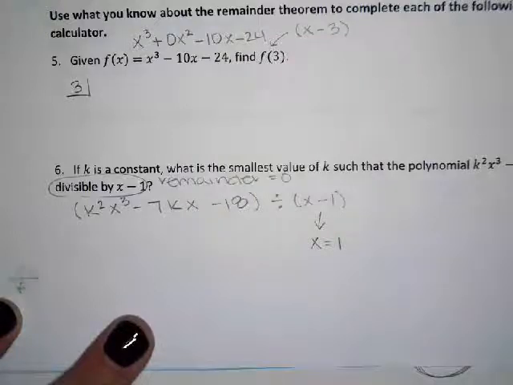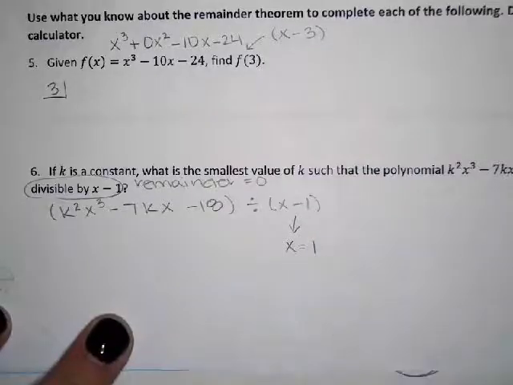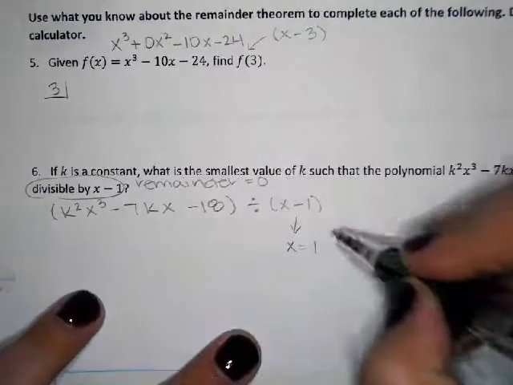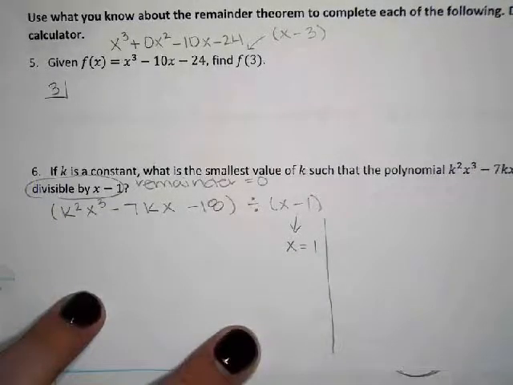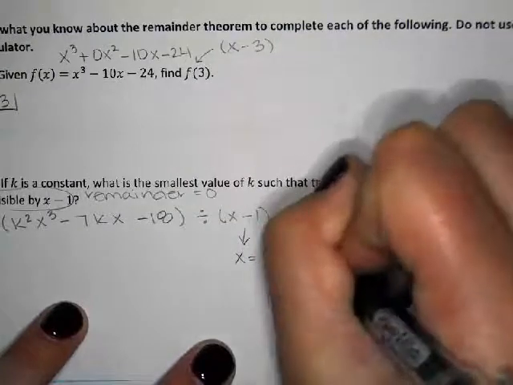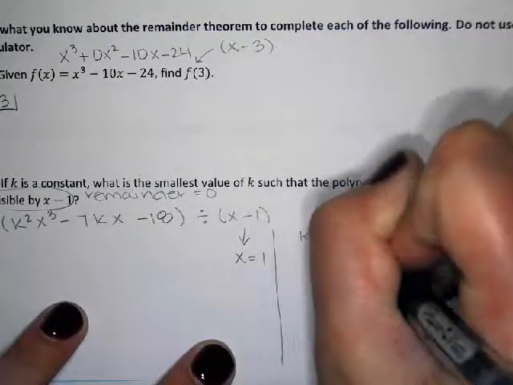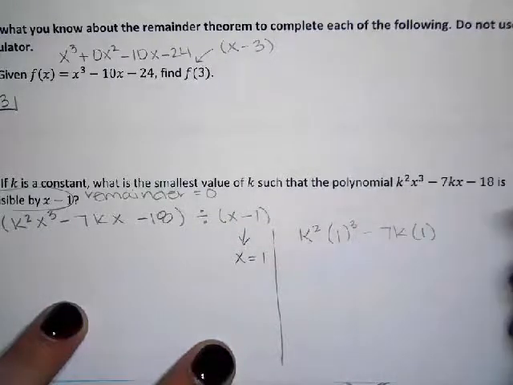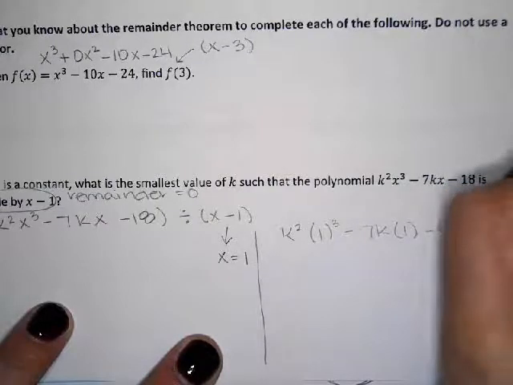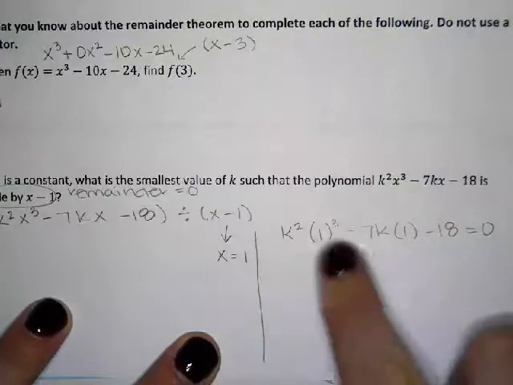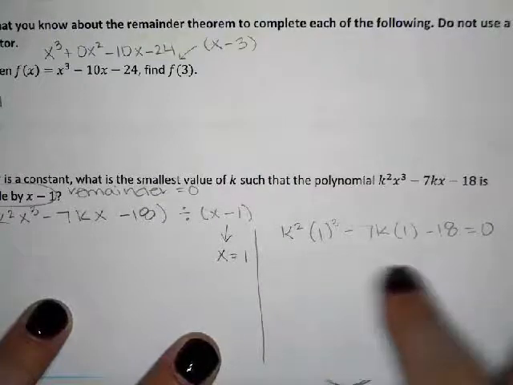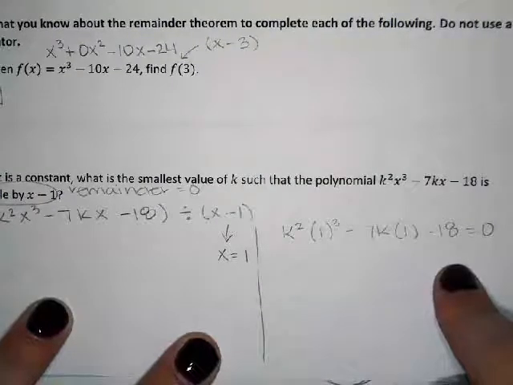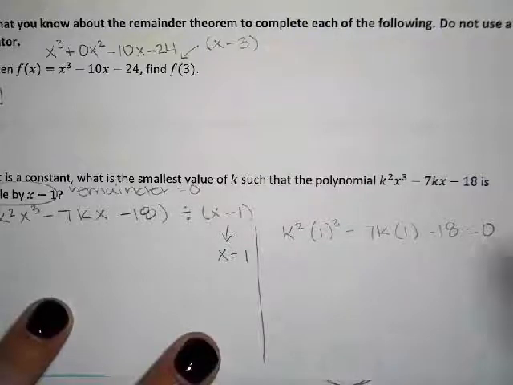If we were to do the evaluation method for the problem, we would say k squared times 1 to the third minus 7k times 1 minus 18 equals 0. This is the evaluation method. If I plug in 1, I get 0 as an answer. The other way I could do the problem is with synthetic division. If I do the synthetic division process, my remainder is going to be 0.